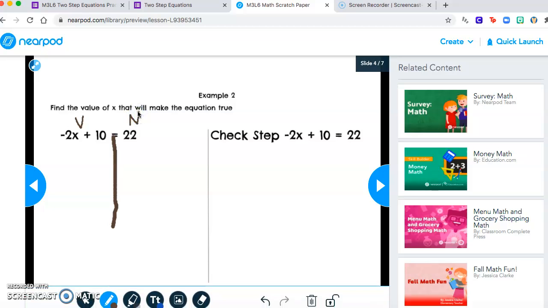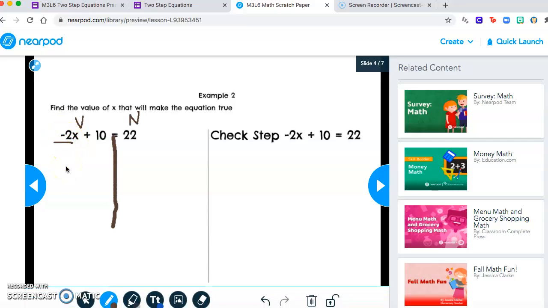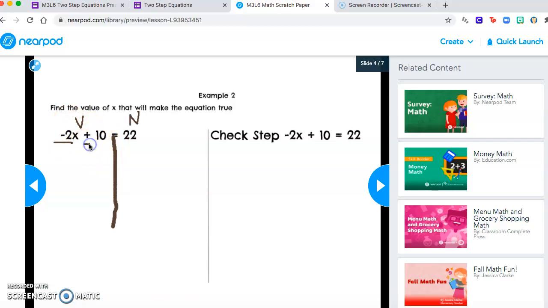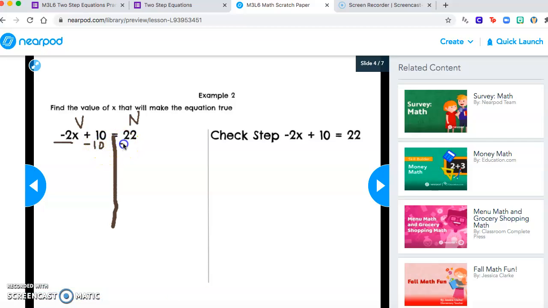Now, this is basically almost the same problem as example 1. The only difference is now it's not 2x, it's negative 2x, and that's really important for you to be aware of. So what we're going to do is the same thing. What we want to do is find the value of 1x. So we've got to get rid of the numbers on the variable side because we only want the variable.